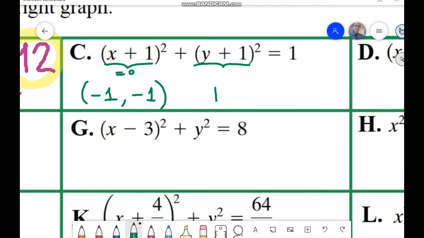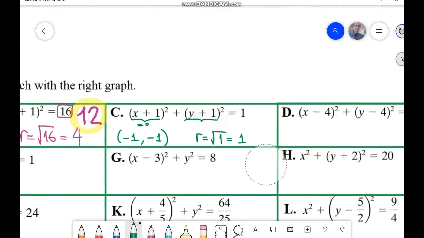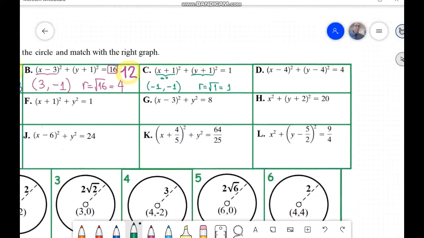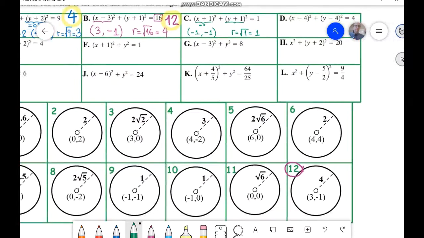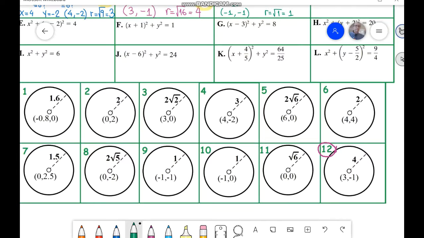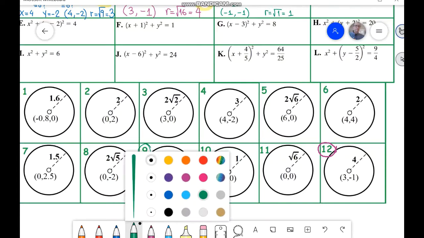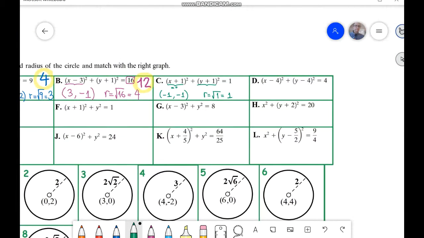What about the radius? The square root of 1. What is the square root of 1? 1. Now go to the options and find one that has radius equals 1 and the center x equals negative 1, y equals negative 1, and the answer is going to be yes, number 9. So on letter C, number 9. Right?